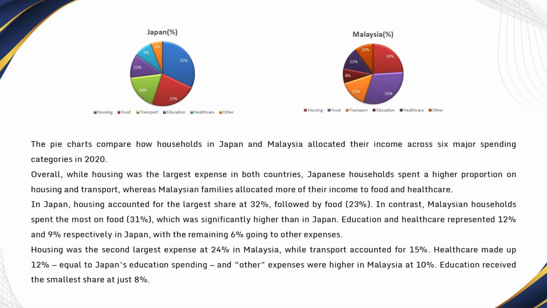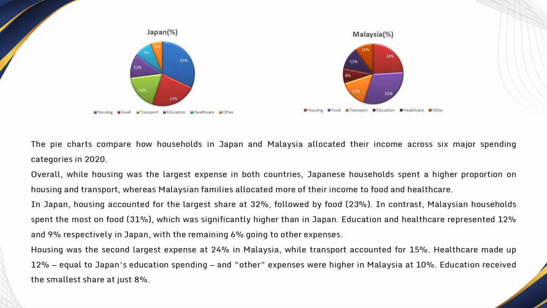The pie charts compare how households in Japan and Malaysia allocated their income across 6 major spending categories in 2020. Overall, while housing was the largest expense in both countries, Japanese households spent a higher proportion on housing and transport, whereas Malaysian families allocated more of their income to food and healthcare.